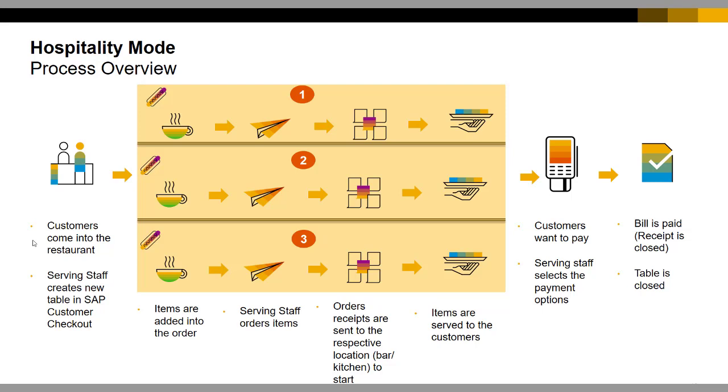For hospitality mode, this is the core business process that I will cover. The customer walks into the restaurant and the waiter or waitress allocates a table to this customer. The customer orders some food and drinks. This information is sent to the kitchen or the bar. So the food items are sent to the kitchen and the drink items are sent to the bar. This happens multiple times. The customer will keep on ordering, and when he is finished, he wants to pay, and when he pays, this whole transaction is complete. And this is the process that I want to show you in SAP Customer Checkout.